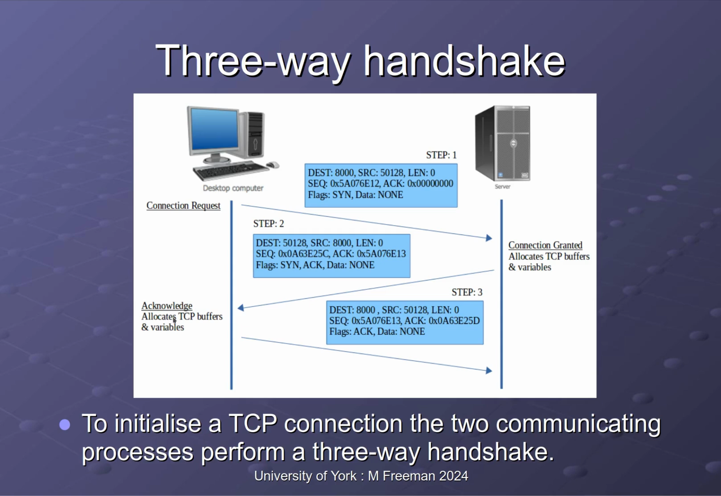Again, the client receives this packet and goes, right, I now know the server is ready to start this communication process. It's allocated its various state variables and buffers. I will now do the same. I will allocate some space here for my side of the connection, and I will now inform the server that everything's good to go with an acknowledgement packet.